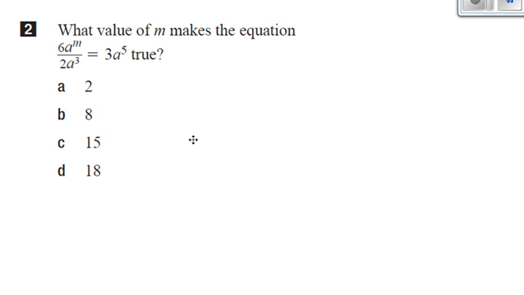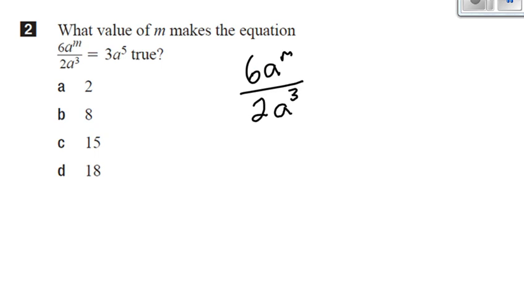Question 2. What value of m makes the equation 6a exponent m divided by 2a exponent 3 equal to 3a exponent 5 true? Well, what do you remember about exponent laws? Let's review. So first of all, what I have is a monomial in the numerator and a monomial in the denominator. So we have coefficient, variable, and exponent. Coefficient, variable, exponent.